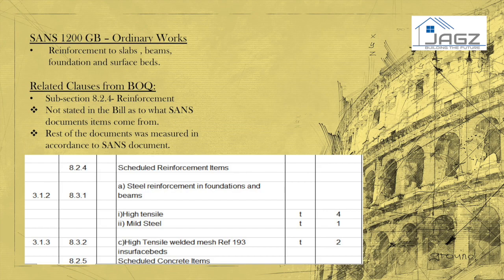Since 8.2.10 in the last clause of SANS 1200 GB, it was assumed that due to its use, the steel reinforcement in the foundations and beams, as well as high tensile welded mesh found in the surface bed were measured under SANS 1200G structural concrete. The high tensile welded mesh provided the reference as well as the location and the use of the correct unit of measurement in tons.